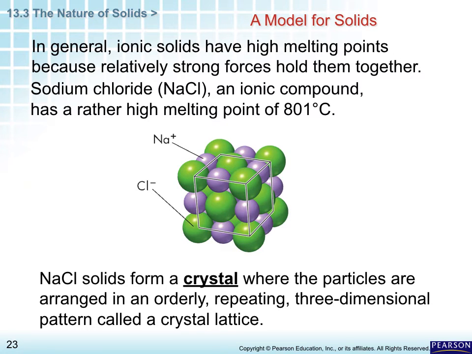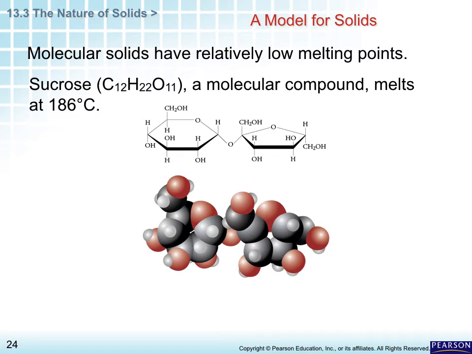In general, ionic solids have high melting points because relatively strong forces hold them together. Sodium chloride, NaCl, an ionic compound, has a rather high melting point of 801 degrees Celsius. Sodium chloride solids form a crystal where the particles are arranged in an orderly repeating three-dimensional pattern called a crystal lattice. Molecular solids have relatively low melting points. Sucrose, C12H22O11, a molecular compound, melts at 186 degrees Celsius, which is much lower than sodium chloride, which is 801.